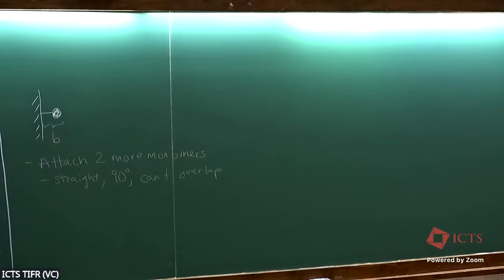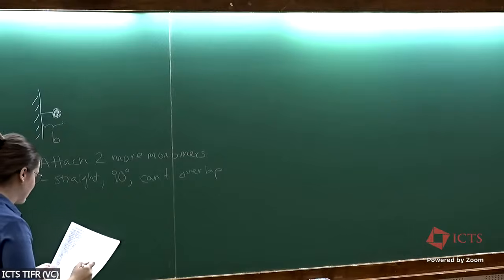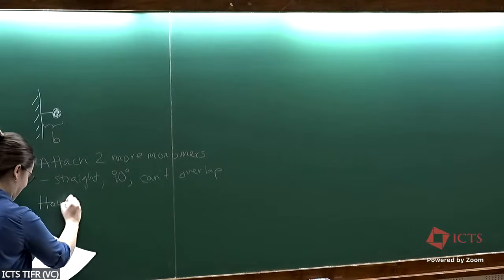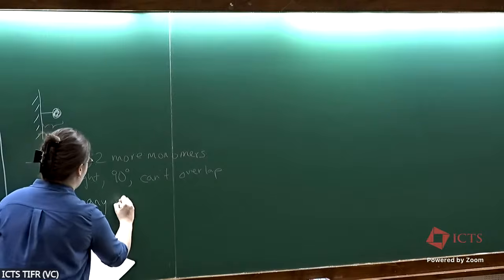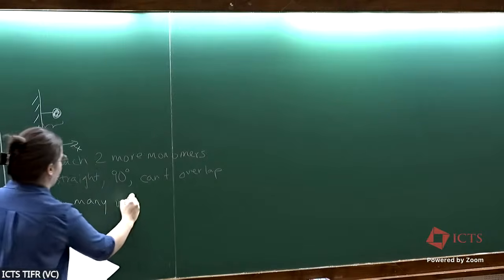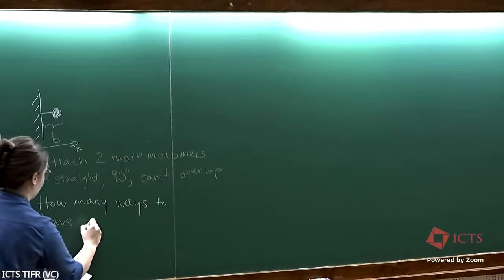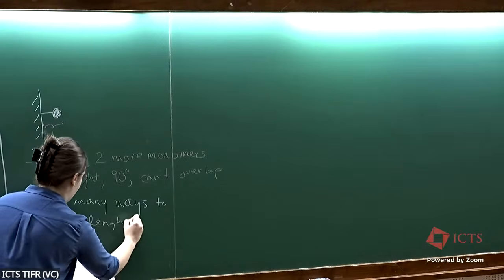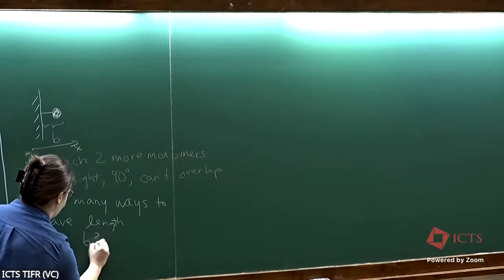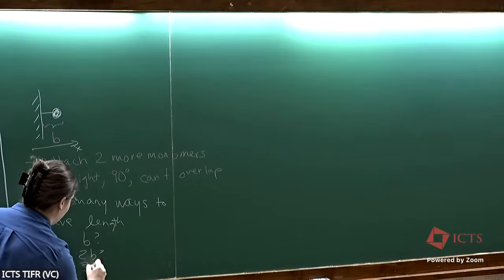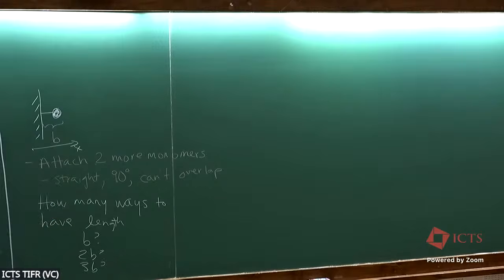And I want you to now take, maybe I'll even give you 15 seconds to answer the question. How many ways, so if this is X, how many ways to have, with adding 2 more monomers, a length of B, 2B, and 3B? All right, go. Is the question clear?